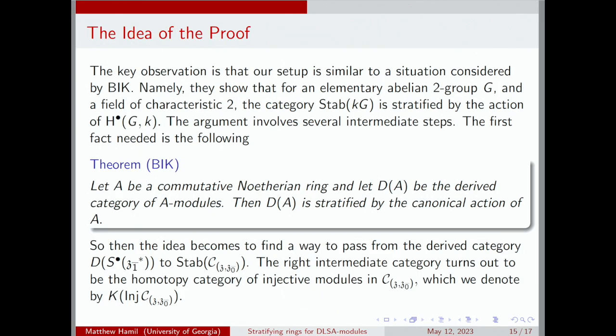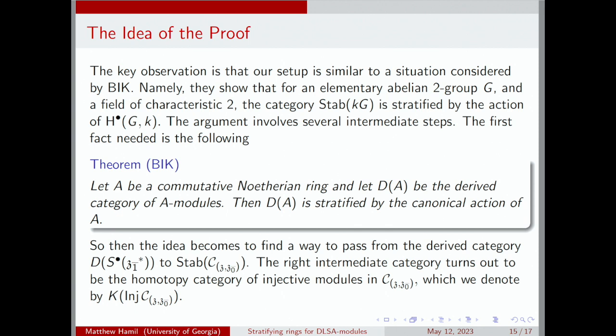Thank you. So the way we were able to do this is we observed that this is very similar to a situation that has been considered. If you have an elementary abelian 2 group G, and you consider the group algebra over a field of characteristic 2, then this category stab kG is stratified by the action of the cohomology ring. Because the situations are so similar, you can use a similar argument to what they did to get our case.